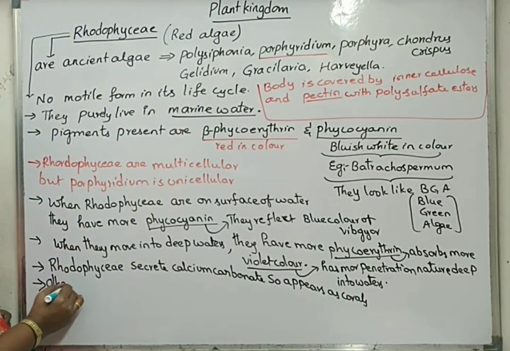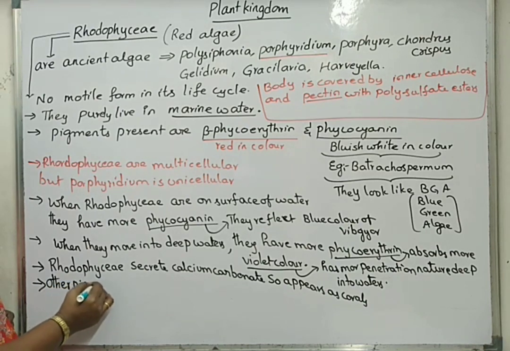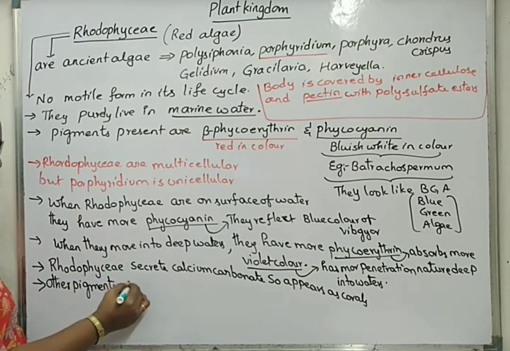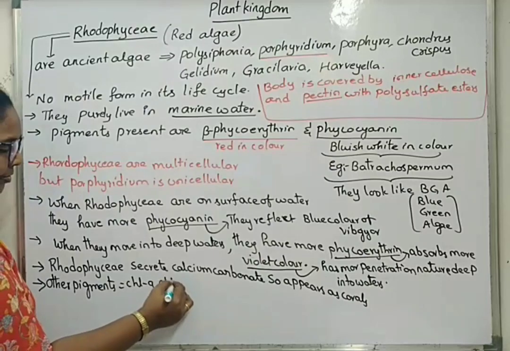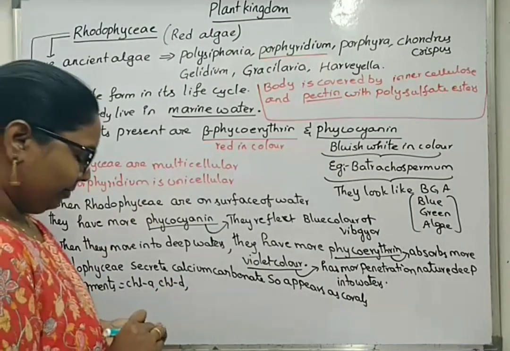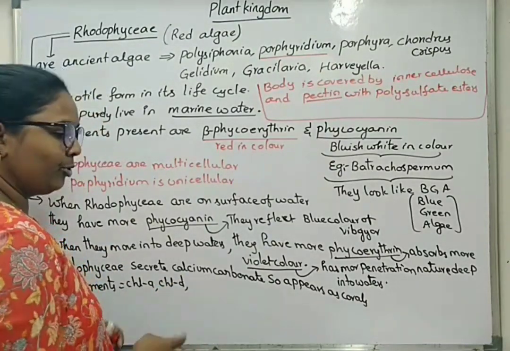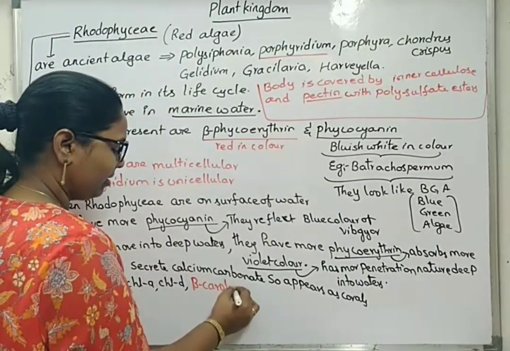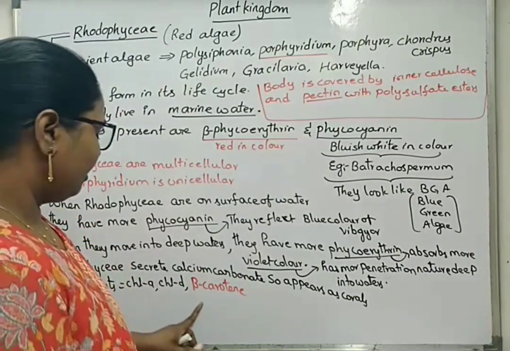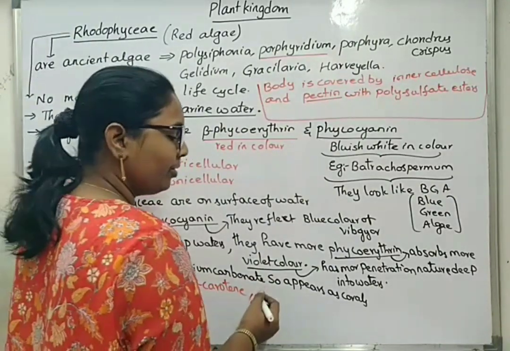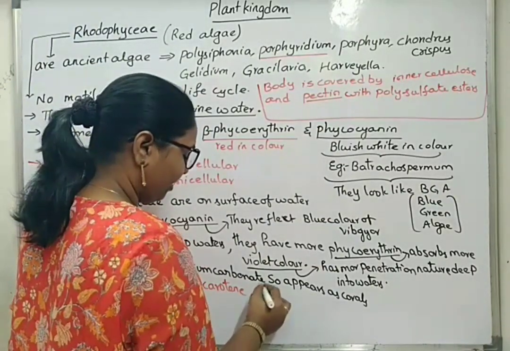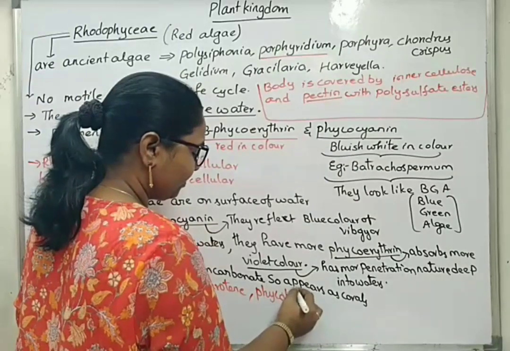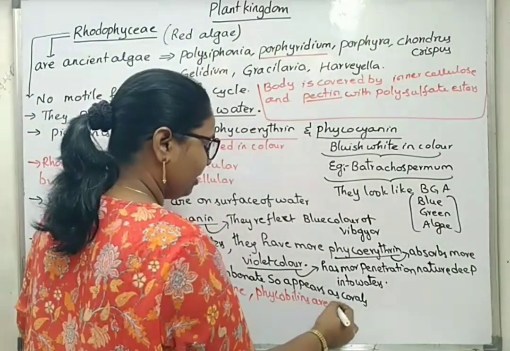Other pigments are chlorophyll a and chlorophyll d. Beta carotene and xanthophylls are also present, but compared to that, we have more amount of phycobilins. Phycobilins are also seen.